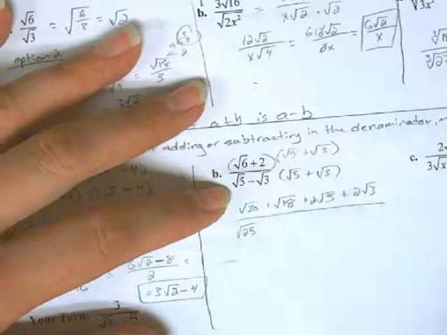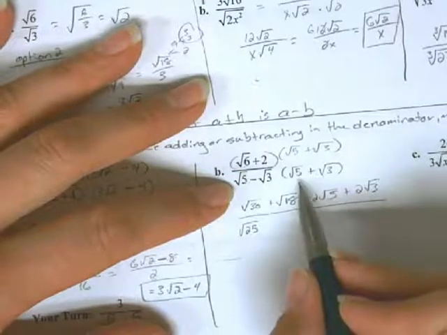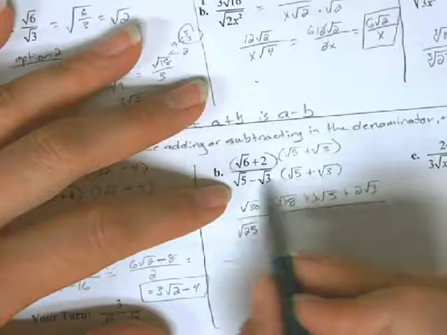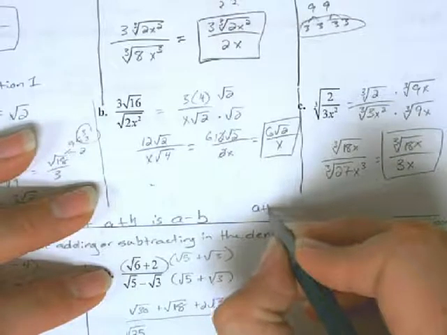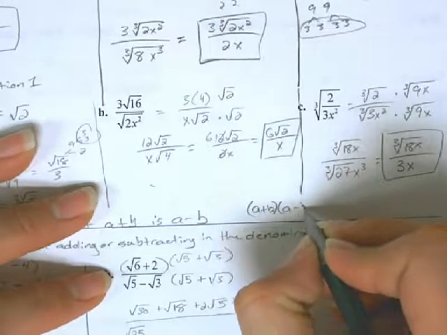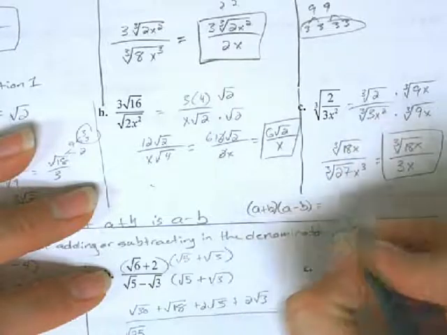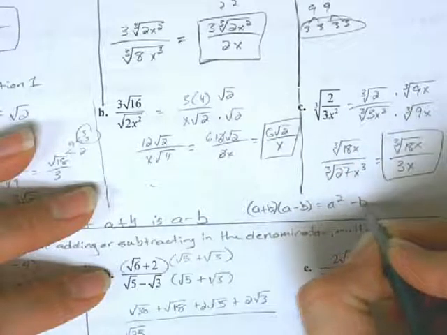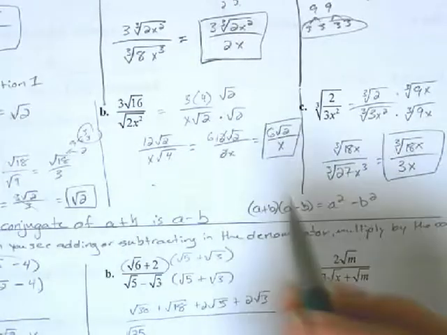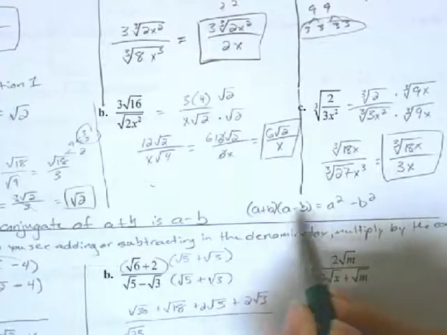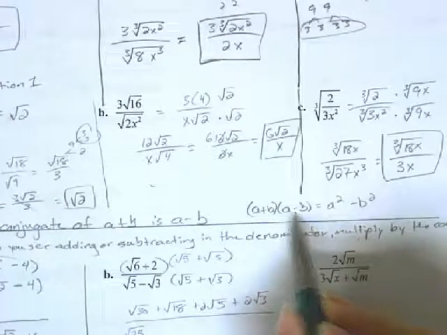Every time I multiply by the conjugate, those middle terms will cancel. If you remember, we did a plus b times a minus b is equal to a squared minus b squared. I am okay if you use that property as long as you know when you're supposed to use it. This only works if the outside numbers are exactly the same, but the inside numbers are opposite signs.